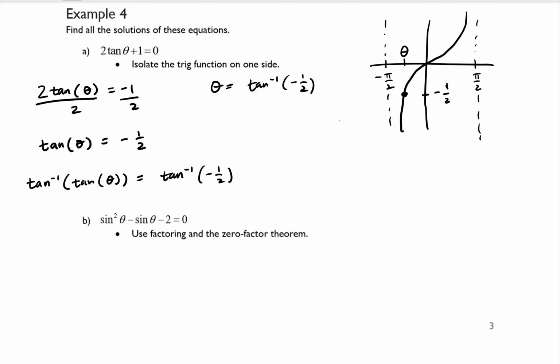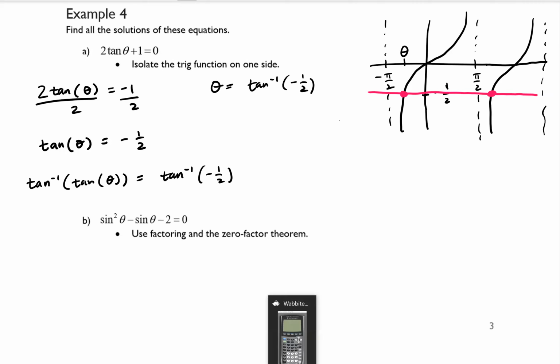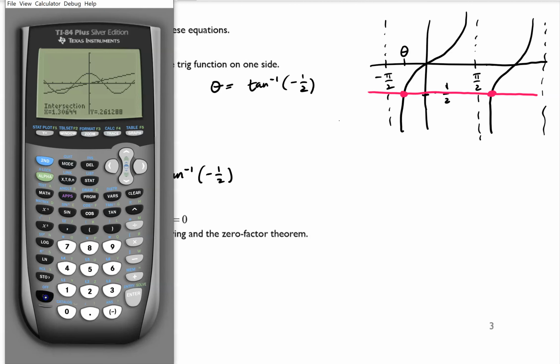And because tangent is periodic, just like the other ones, there are going to be multiple. If this is negative 1/2, then there's going to be a point of intersection there and a point of intersection there, so there are going to be infinitely many solutions. But hopefully the calculator will help us find one of those solutions.